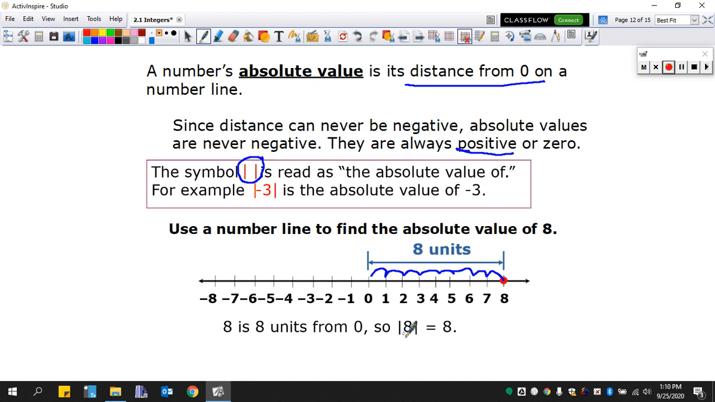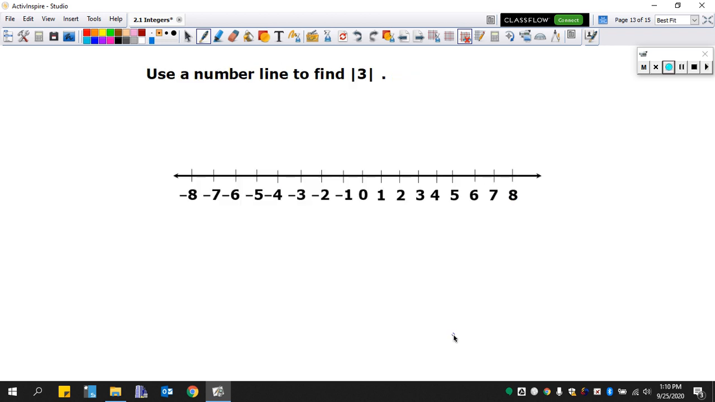So the absolute value of a positive number is still going to be a positive number. The absolute value of a negative number is going to be a positive number as well. So here it says use the number line to find the absolute value. It's got the two vertical lines of 3. So I put the 3 there and start at 0. Here we go. 1, 2, and 3. So the absolute value of 3 is equal to 3.